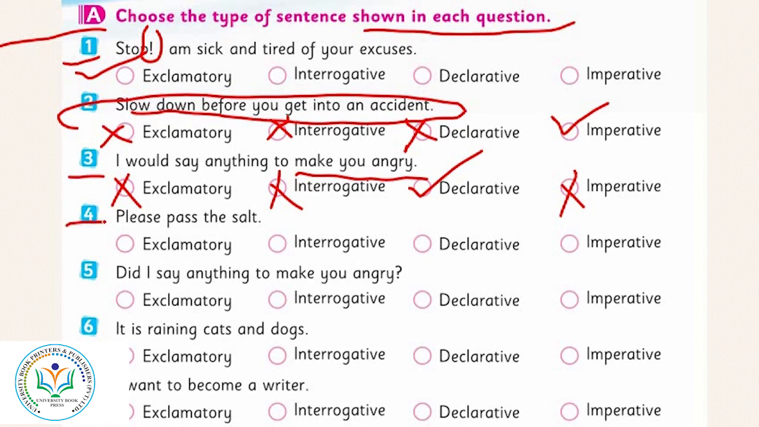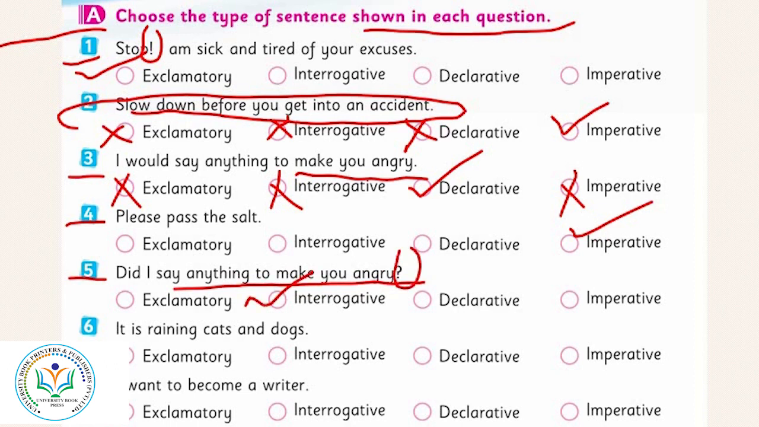Now look at the fourth one here. Please pass the salt. This is a simple sentence. So this is an imperative. Yes, this is not a declaration, and we don't have any exclamation or question mark here. So it is obvious this is an imperative sentence. Look at the fifth one. Did I say anything to make you angry? Yes, we have a question mark here, and it's very clear it's an interrogative sentence.